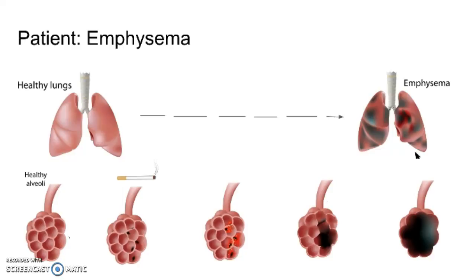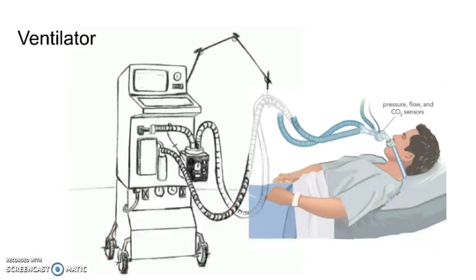Your patient had normal lungs, but with years of smoking, their alveoli elasticity has been damaged, making it hard for your patient to breathe, or exhale, but also inhale. So what are we going to do for our patient? Well, let's put him on a ventilator.